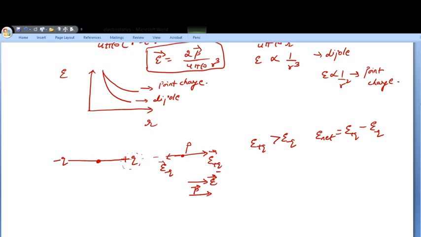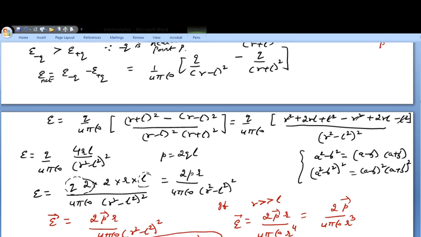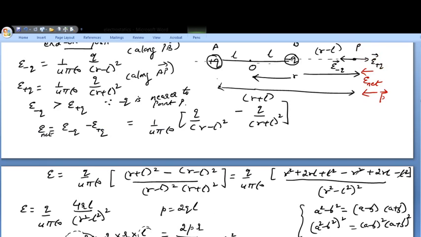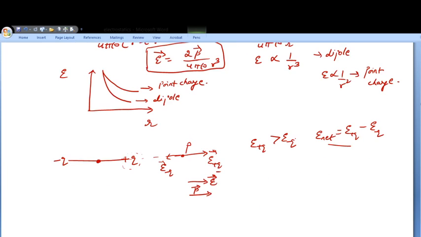Whether you put plus q here or minus q here, accordingly the figure is going to change and you will find that your answer will remain the same. Your E and P will be in the same direction. Here E and P are towards the right hand side, and what we did before, here E and P were on the left hand side. You can compare this figure, that's all. I have taken minus q here and this is plus q. Otherwise, if you do the understanding part, you will never go wrong.